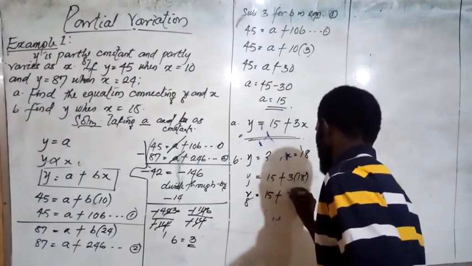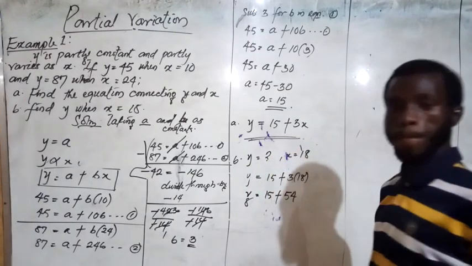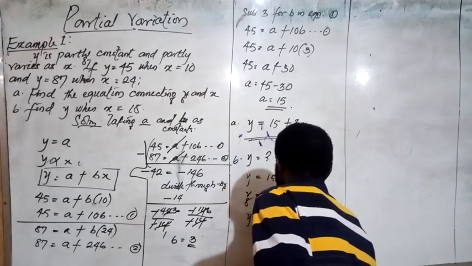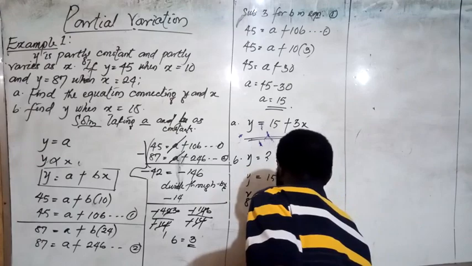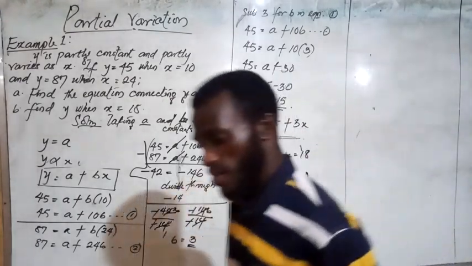That is 54. So we're going to add this, and we have y equal to 15 plus 54. That will be 69. And that is how to solve that question.